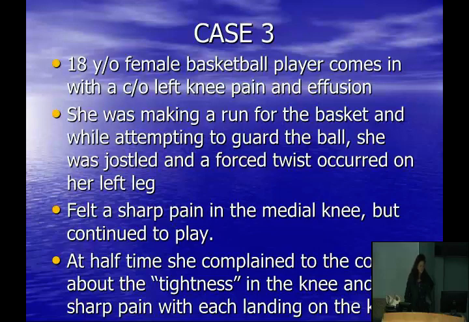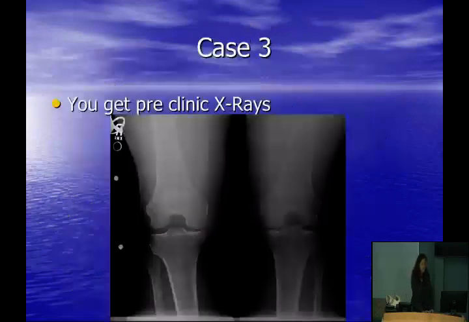continued to play. At halftime, she complained to the coach about tightness in the knee, and sharp pain with landing on the knee. So she had tightness in the knee, so the capsule was swollen. Okay, so the entire capsule. So now we're thinking about intracapsular. She went to her urgent care and she got some pre-clinic x-rays. Looked good, no problem.